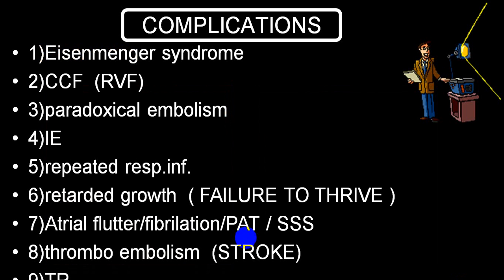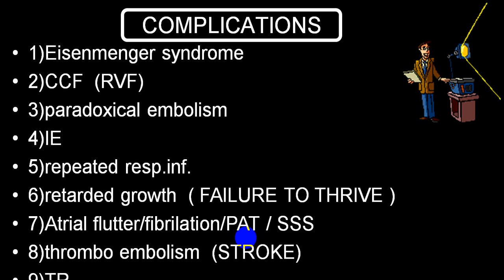Complication wise, most common is Eisenmenger, that is reversal of the shunt, and congestive cardiac failure. Once there is a reversal, the chance of paradoxical embolization will be higher. Infective endocarditis can also end up with a paradoxical embolization. Repeated respiratory tract infection will result in retarded growth, failure to thrive. A big enlargement of the right atrium will lead to atrial flutter fibrillation. There will be a very high chance of paroxysmal atrial tachycardia. Also, there is a chance of the atrial flutter fibrillation producing thrombus formation and thromboembolism.